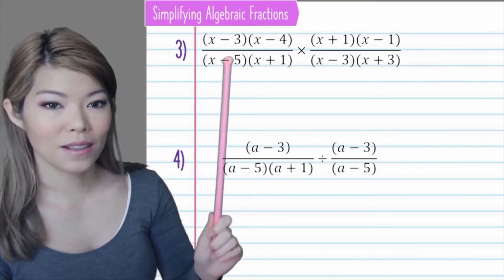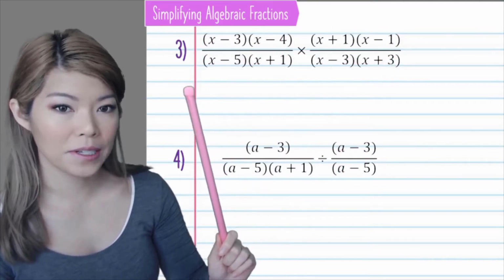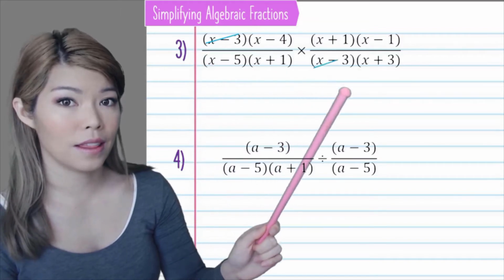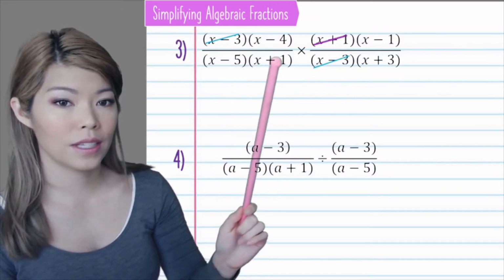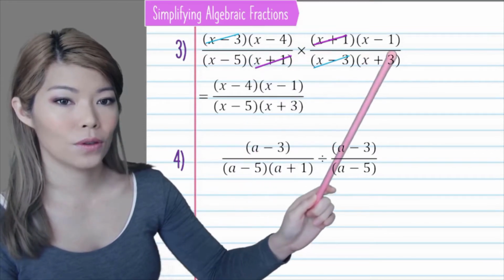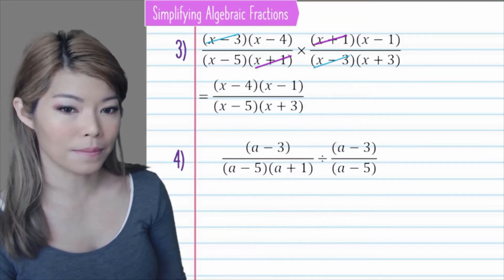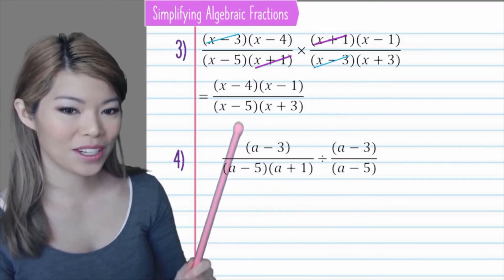Let's try these out. So look for anything on the top that can be cancelled out with anything at the bottom, and we can see x minus 3 there and there. And we can also see x plus 1 here and here. So now we're left with x minus 4, x minus 1 on top, and x minus 5 and x plus 3 at the bottom.